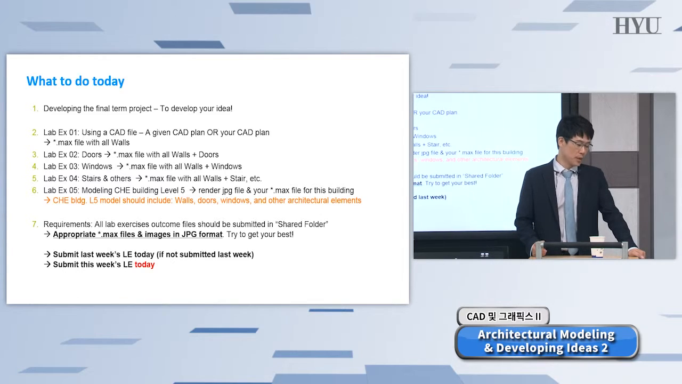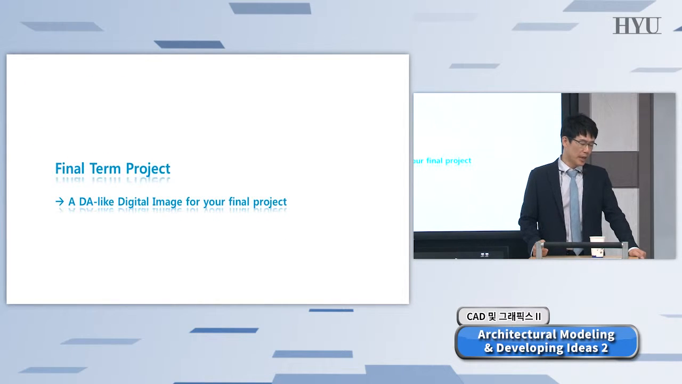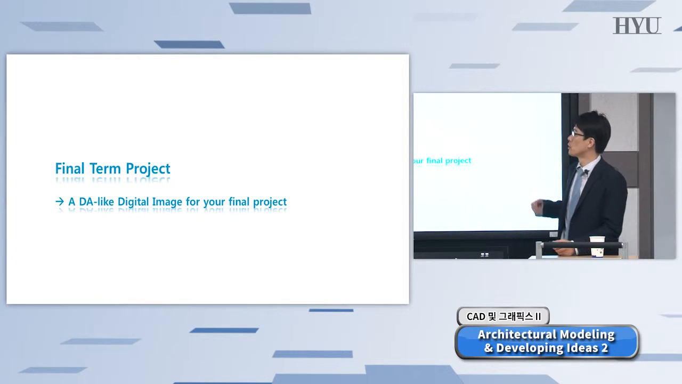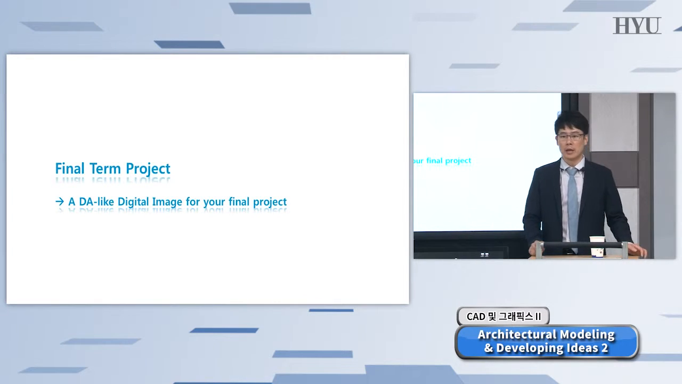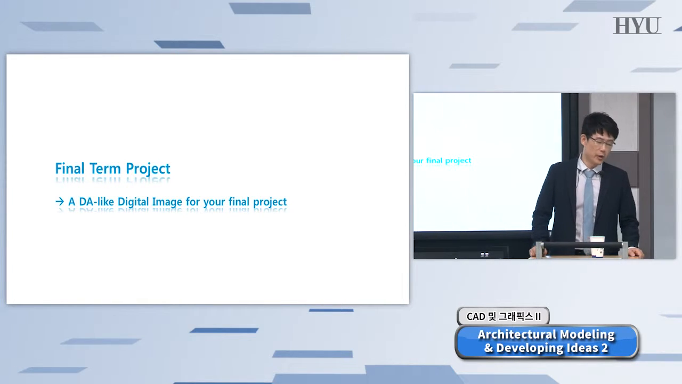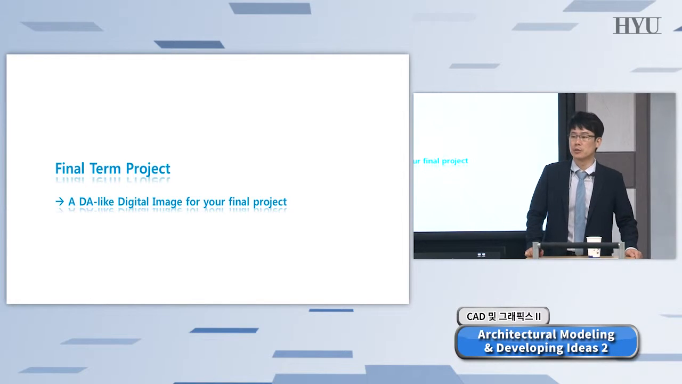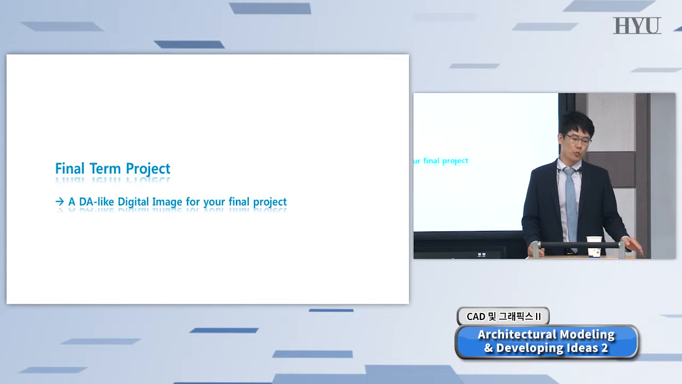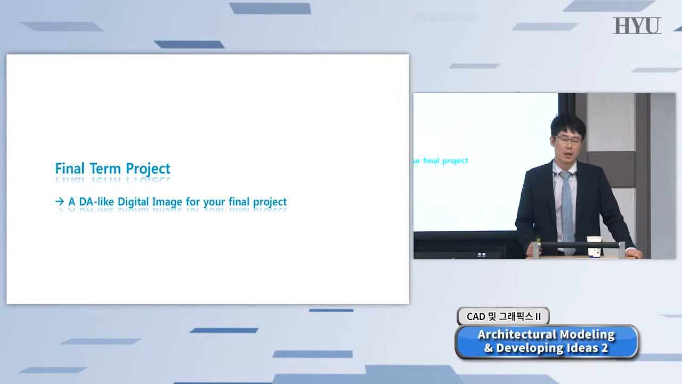Okay, at first, I like to show you again the final term project. It's going to be a DA-like digital image. DA means digital architecture. So what's the difference between digital architecture and architecture? In my sense, there is no difference, okay? Nowadays, we are using digital tools, computer software, hardware for enhancing architectural creativity, for realizing actual building designs to the real world. But anyway, you are students, not on-site co-workers.